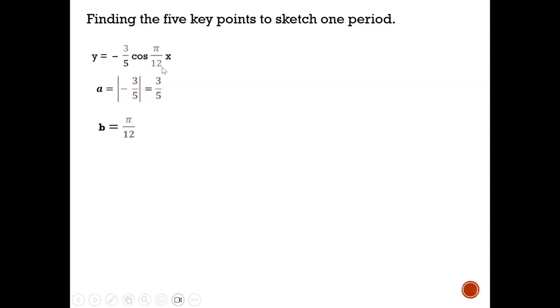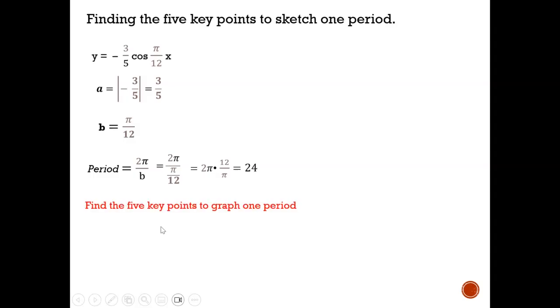My b is pi over 12. So my period is 2 pi over b, which will be 2 pi over pi over 12. This is the same thing as 2 pi times 12 over pi. The pi's cancel, so the answer will be 24. So my period will be 24.